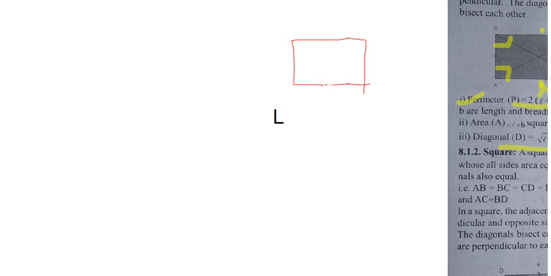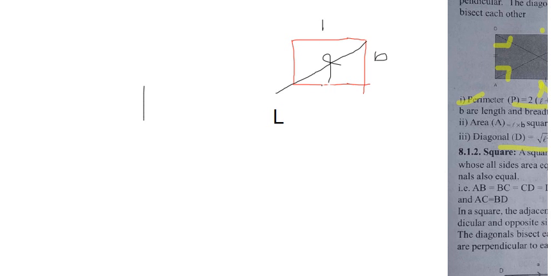This side is length, and this side is B. This is length, this side is L, and this side is B. Then if you want to find the diagonal, how to find the diagonal?